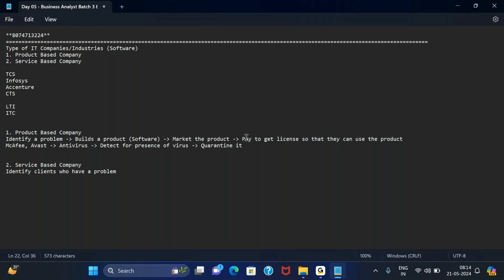So in a product based company, you identify a problem or a goal or objective. Here, you identify clients who have a problem or who want to achieve something, but they don't have the necessary expertise to do that. So I am basically identifying them. Once I identify them, then I have to convince them or tell them why I am the appropriate person to do their work.